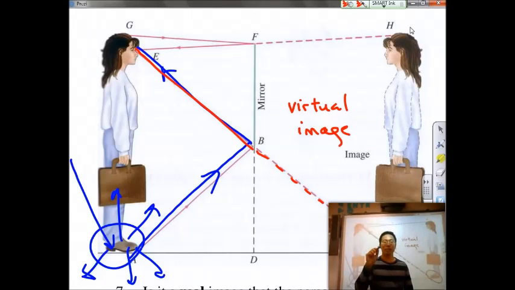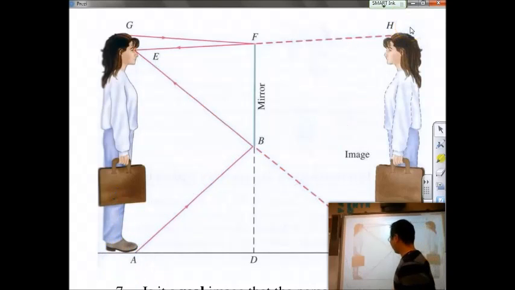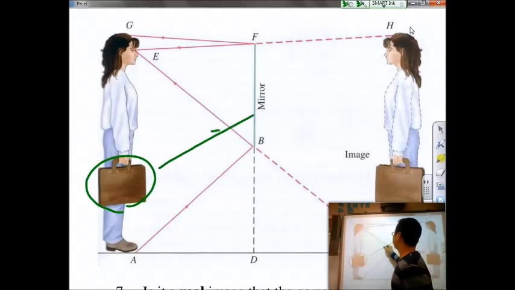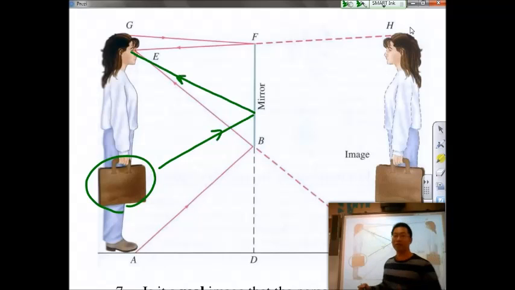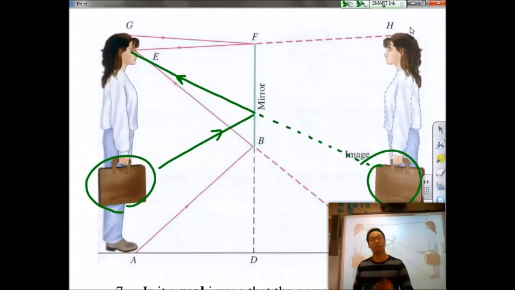And any part of the woman is able to be reflected by the mirror into the person's eye. So even if it's the briefcase, it is going to reflect into the mirror and then reflect into the woman's eye. But again, the brain can't comprehend the fact that light changed direction, so it believes it traveled in a straight line and sees the briefcase behind the mirror.